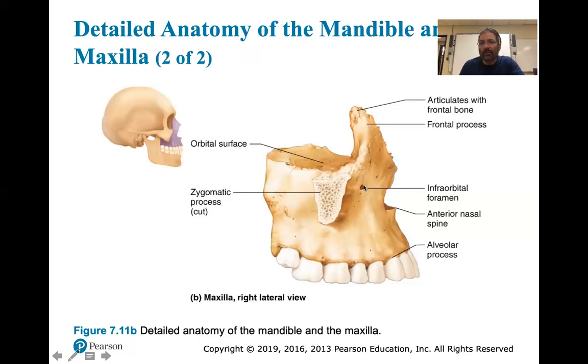Shows the infraorbital foramen, right? Here's the orbital surface. So just think, well, wait a minute, that's where the eye's going to be, right? The eye's going to be there. All right, this articulates with the frontal bone.